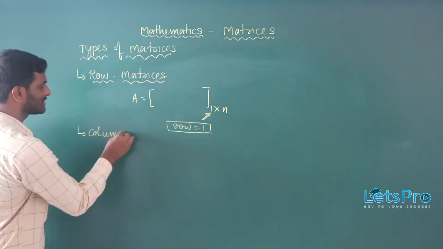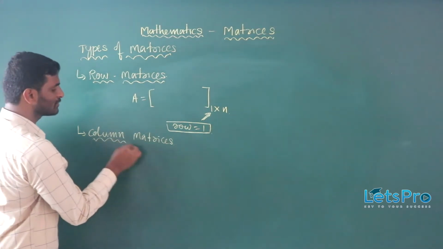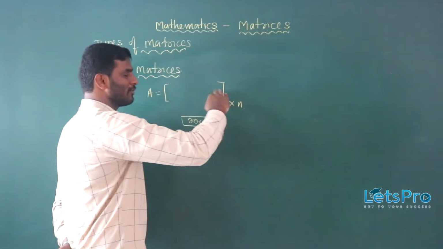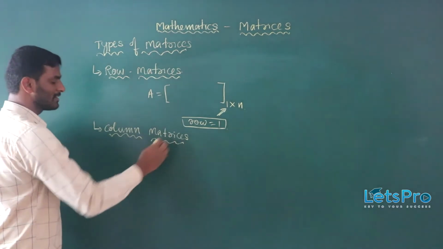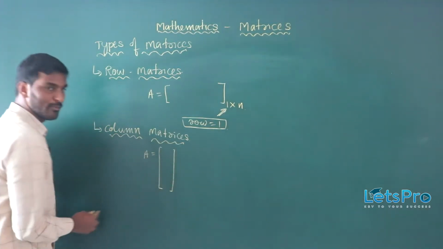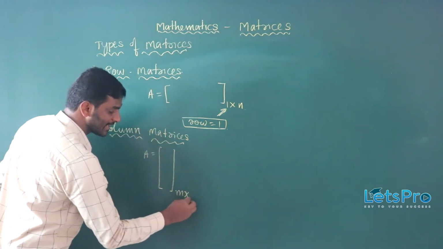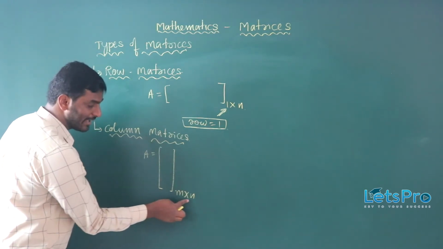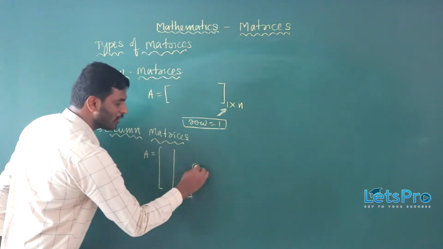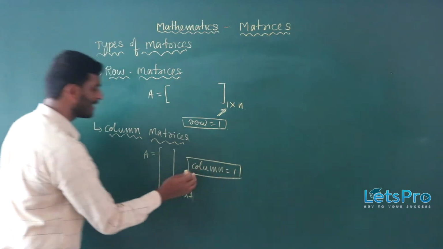And the next one is the column matrix. What is a column matrix? It is similar to the row matrix. In a row matrix, there is only one row and many columns. In a column matrix, let us take an example: only one column, many rows. Here m cross n, let us call m the row and n the column. But the column is always only one. So the column is also 1.